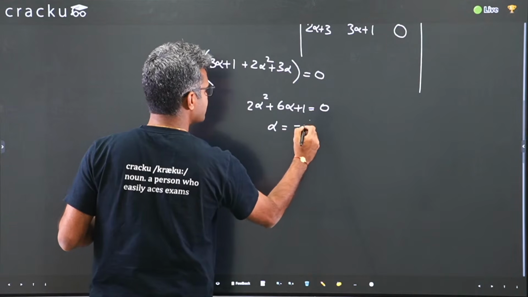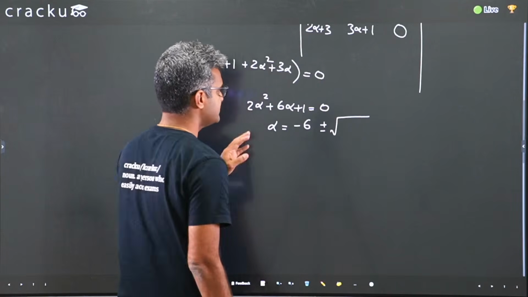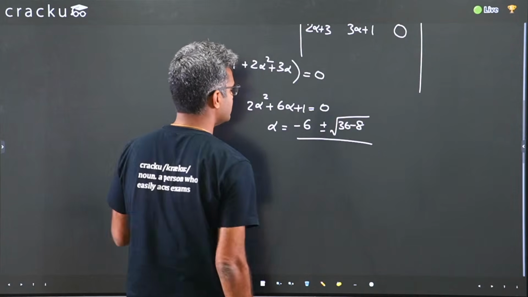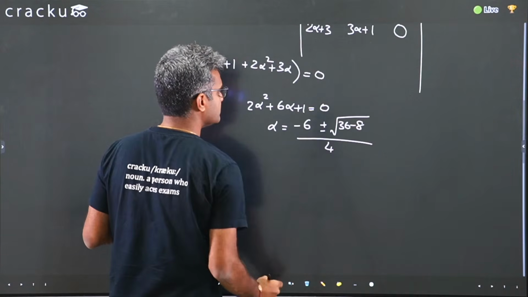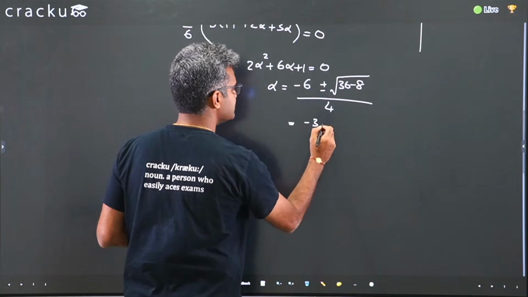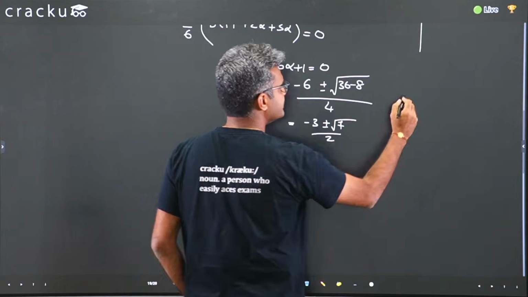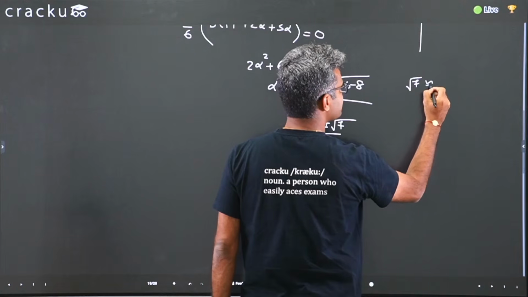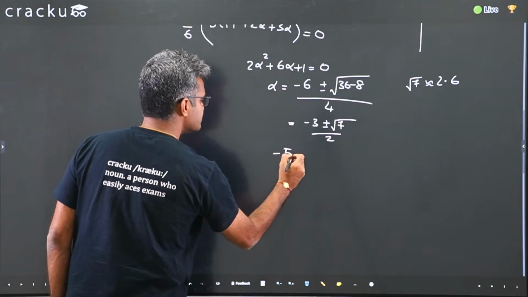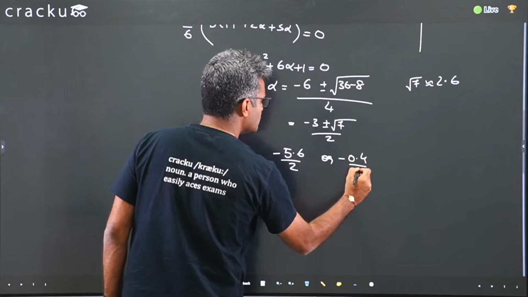So the values alpha can take is minus 6 plus or minus square root of 6 square, which is 36, minus 8, divided by 2 into 2, which is 4. You can divide the numerator and denominator by 2. So this is minus 3 plus or minus square root of 7 divided by 2. We can approximate square root of 7 for this particular question to be equal to 2.6. So the two roots are either minus 5.6 by 2 or minus 0.4 by 2.